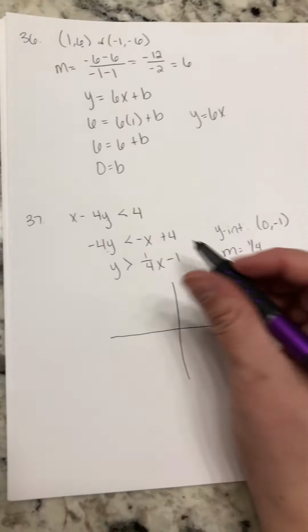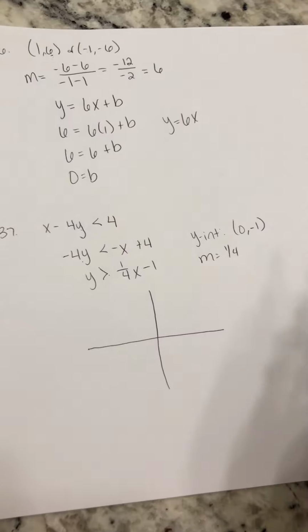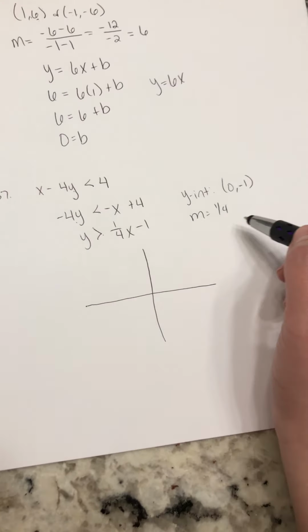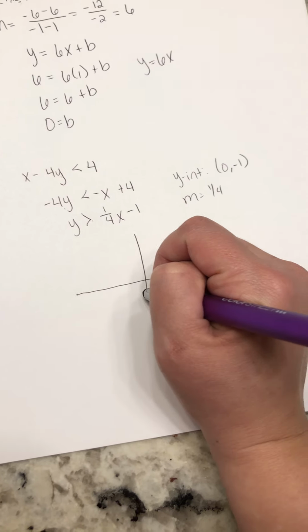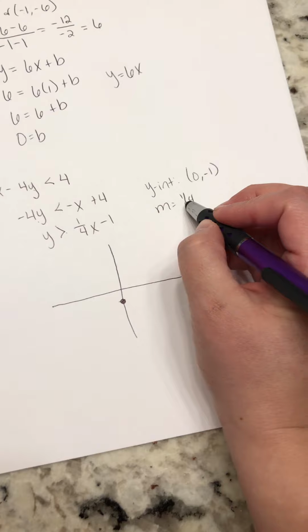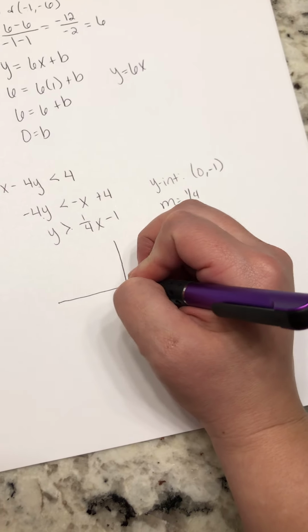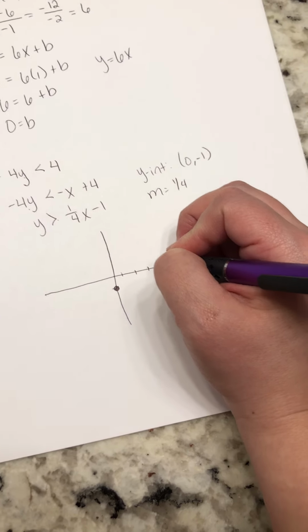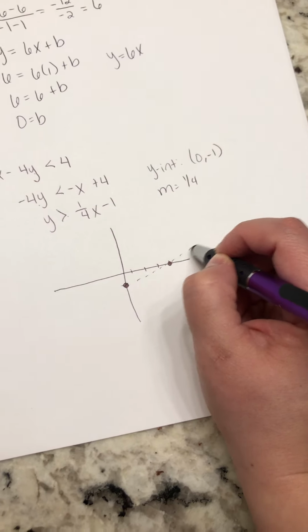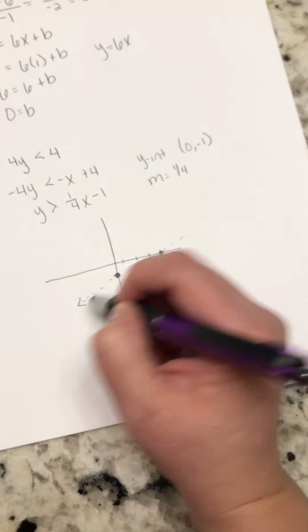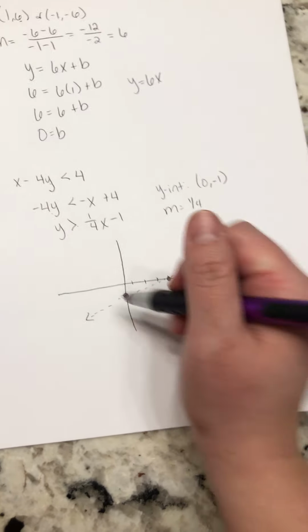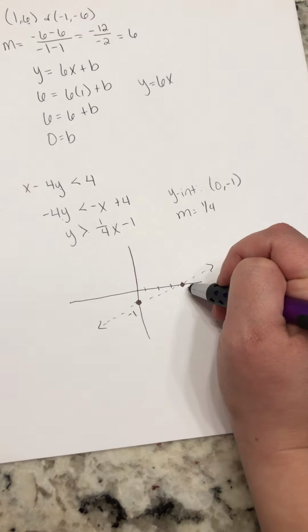And for an inequality, if it's strict, you have to do a dashed line. If it's an equal to, you have to do a solid line. So remember that. So I've got 0, negative 1. So I'm going to start down here at negative 1, and then I'm going to go up 1. My slope's positive, so I'm going to go up 1 and over 4. And it's strict, which means I have to do a dashed line. So there's my line. And this is negative 1, this is 4.